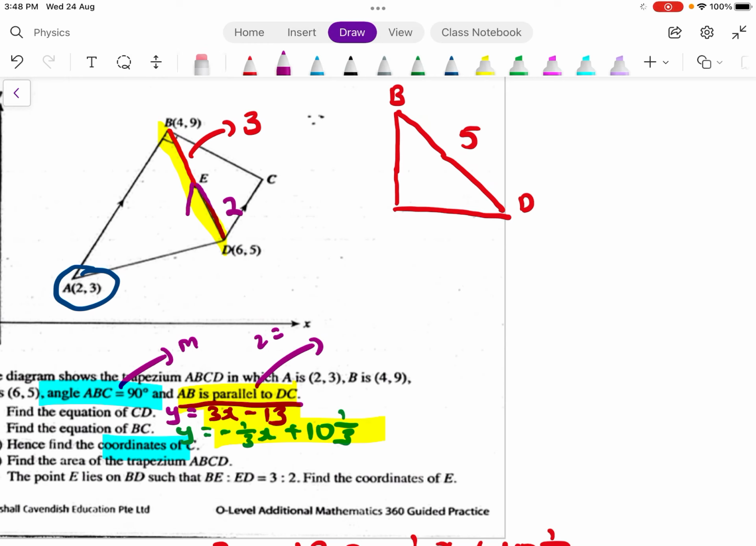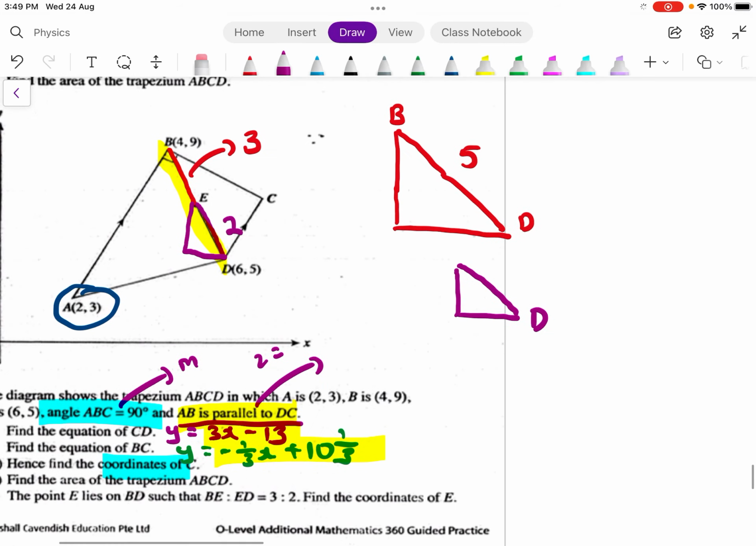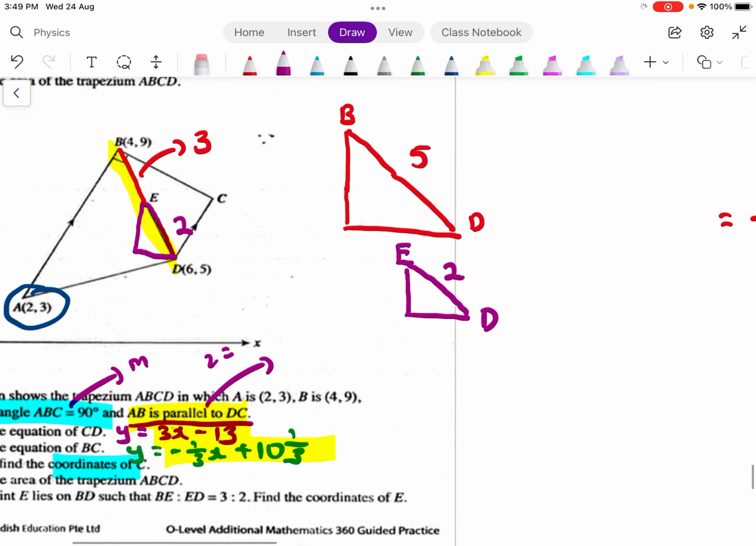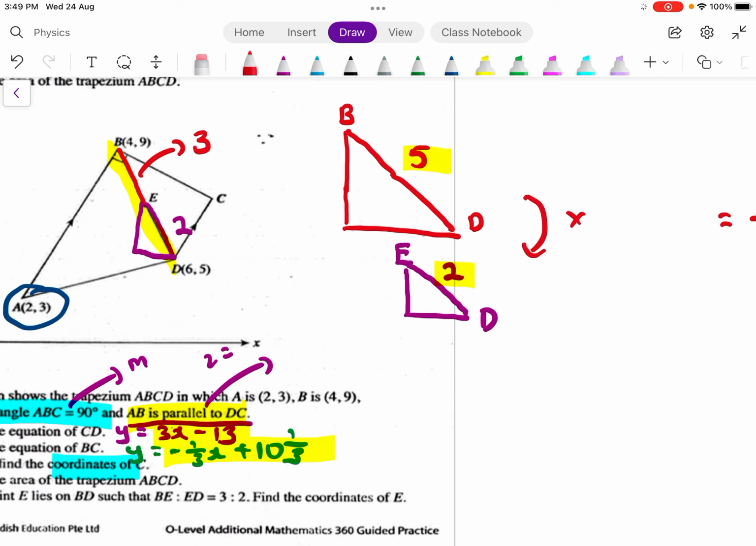Next I draw the small triangle. The small triangle is this part, the so-called ED triangle. So I draw ED here, this is E, and this will be 2 units. Since we learned similarity and congruency, even back in Sec 2, we learned the so-called scale factor. So what is a scale factor? Scale factor just means how much bigger the big triangle is compared to the small triangle. We know that the red triangle is 5/2 times bigger than ED, the small triangle. So that is the scale factor, the very first part to do.